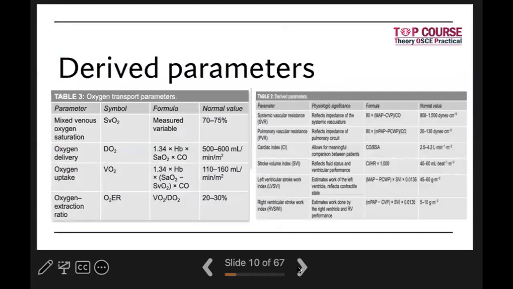I don't think reading out the formulas or telling you the values is useful, as you may not be able to remember all of it. You can just take a screenshot during your recorded versions and read through it. Even in exams, you need not write in detail about the formulas or the values. You should know what you can derive from the pulmonary artery catheter.